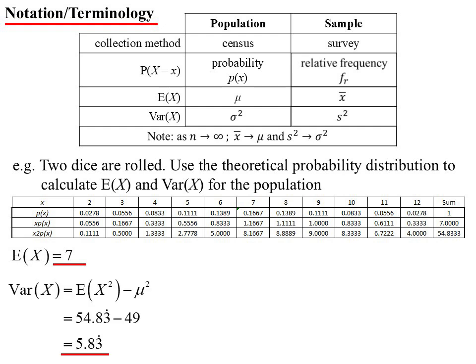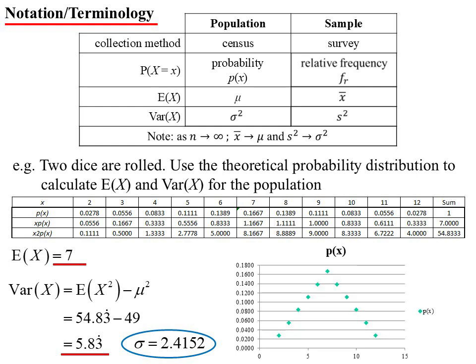The variance turns out to be 5.83, or 3 repeater. So there's my deviation, 2.4152. I've done it in 4 decimal places. And that would be the graph of it. It's a lovely symmetric graph. But now we're going to do it 50 times, then 100 times, then 500 times, and then 1,000 times, just to see how it compares.